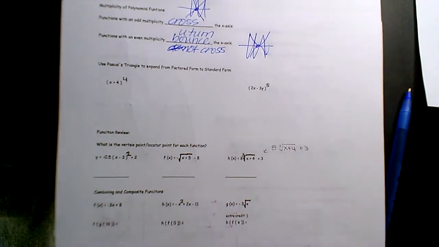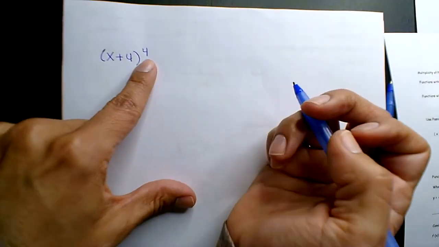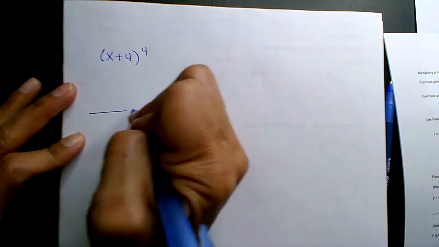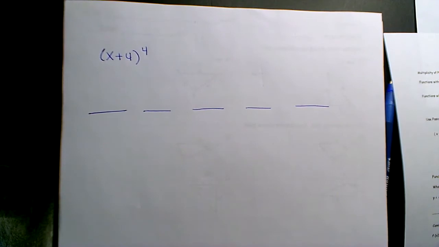All right, here we go. For these two, I'll put them on this sheet of paper. Okay, so Pascal's triangle, x plus 4. A lot of you guys got this. You did great with it. All right, if it's a degree 4, it's going to have 5 terms. It always has one more, because 0 is part of the counting. It's 0, 1, 2, 3, 4, and there's your 5 terms.